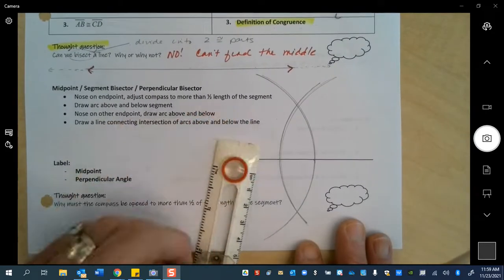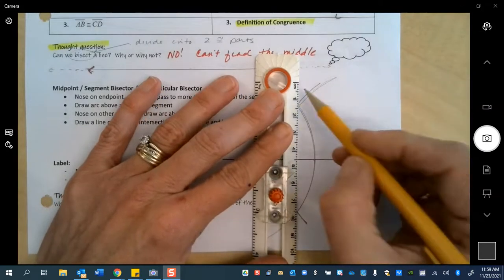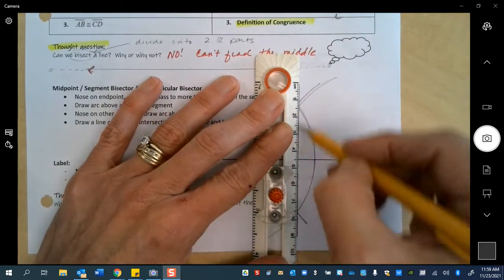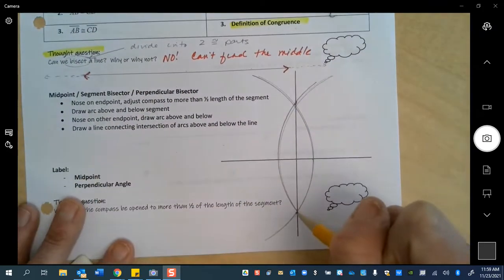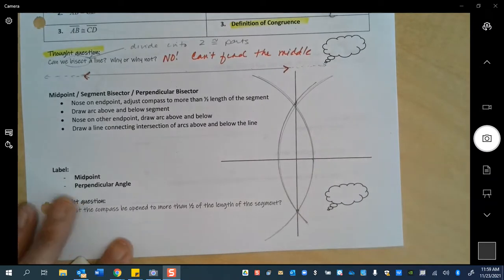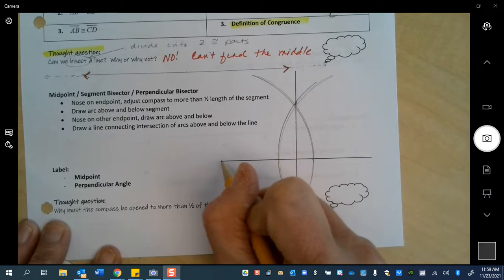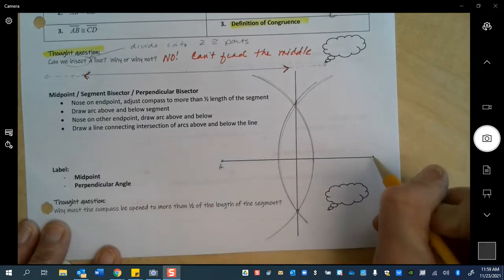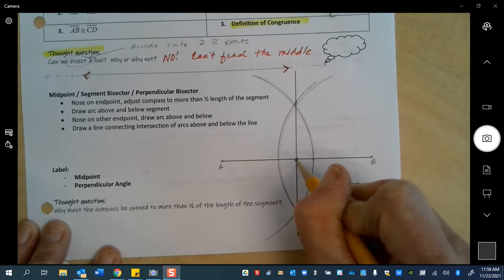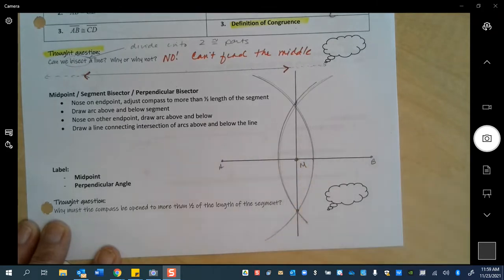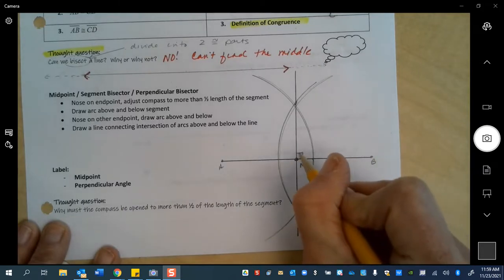Now what you're going to do is use your straightedge, and you're going to draw a line that connects your intersections above and below. Label your midpoint. So let's go ahead and label this segment A, B, and this we're going to label our midpoint, point M, and we're going to draw our perpendicular angle.